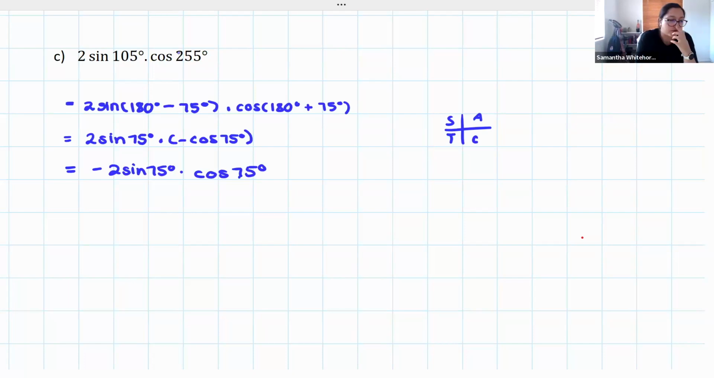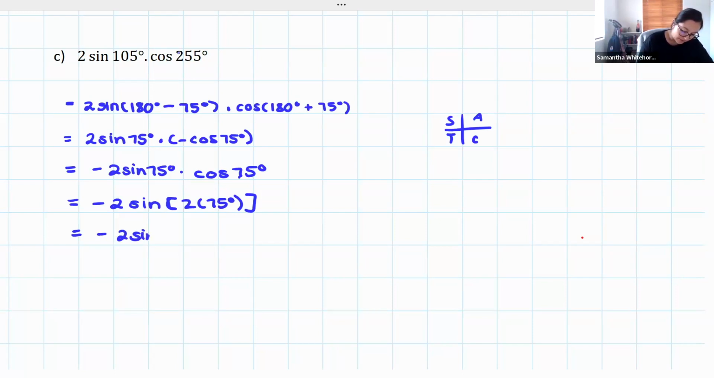Now this is a double angle formula. Now we've got the 2 sine A times cos A. We can apply the double angle. So this is negative sine of the double angle of 75 degrees. Now we've actually done this all already. So if you want to just go back and copy the rest of the answer, fine. But remember what happened was we ended up with sine of 150, non-acute angle.